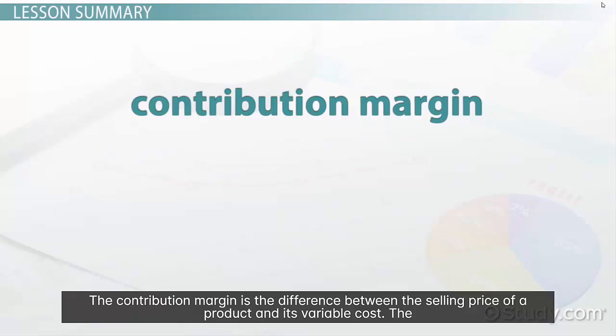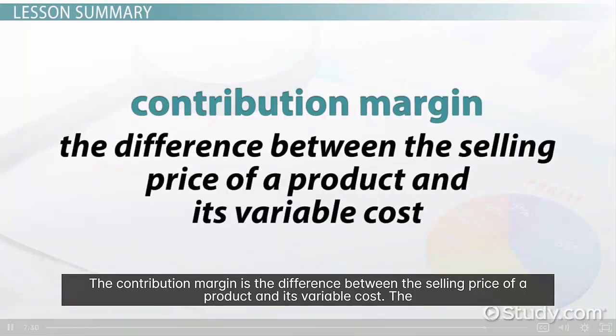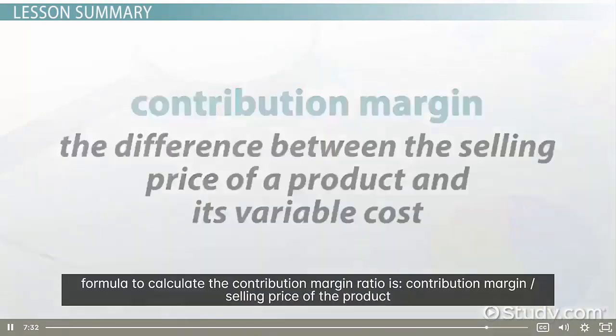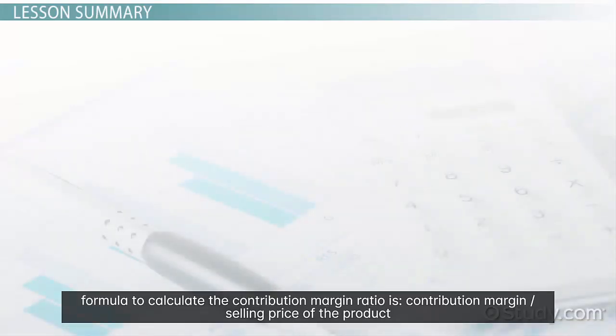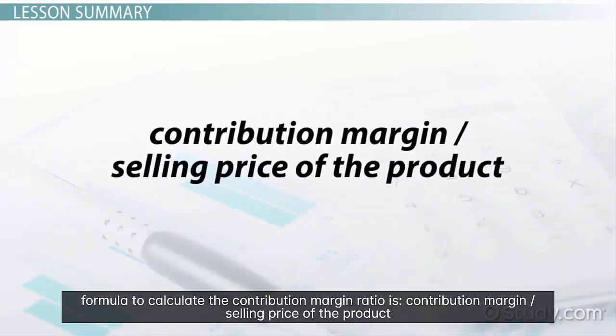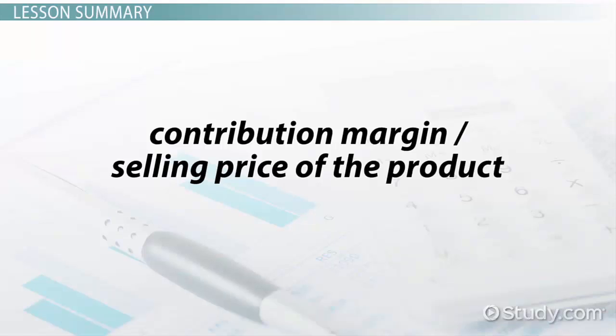The contribution margin is the difference between the selling price of a product and its variable cost. The formula to calculate the contribution margin ratio is contribution margin divided by selling price of the product.